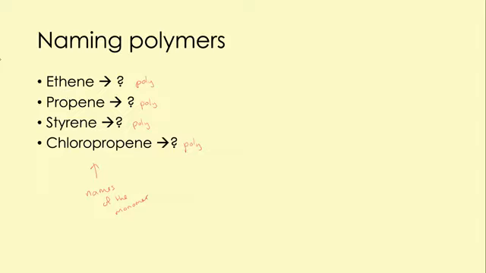So all I do is write the prefix poly, and then I just write the name of the monomer. So ethene becomes polyethene. You can pause the video now and have a go at these yourself if you want. Propene becomes polypropene. Styrene becomes polystyrene, which you've probably heard of, it's used in packaging. And then chloropropene becomes polychloropropene.